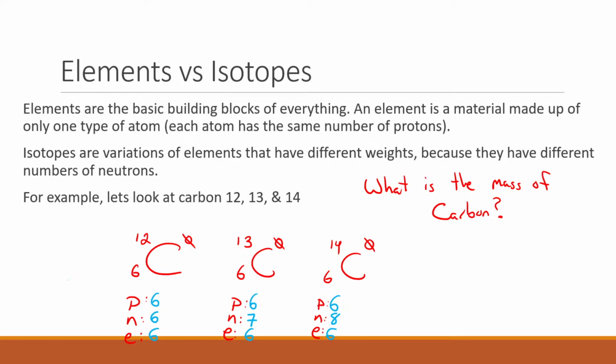So if we want to talk about what is the mass of carbon overall, can we use 12? Can we use 13? Can we use 14? And the answer to that is we actually have to take an average. We need to average the masses together to get the average atomic mass. And this is something I'm going to walk us through in a second, but first, a quick little practice problem for us.